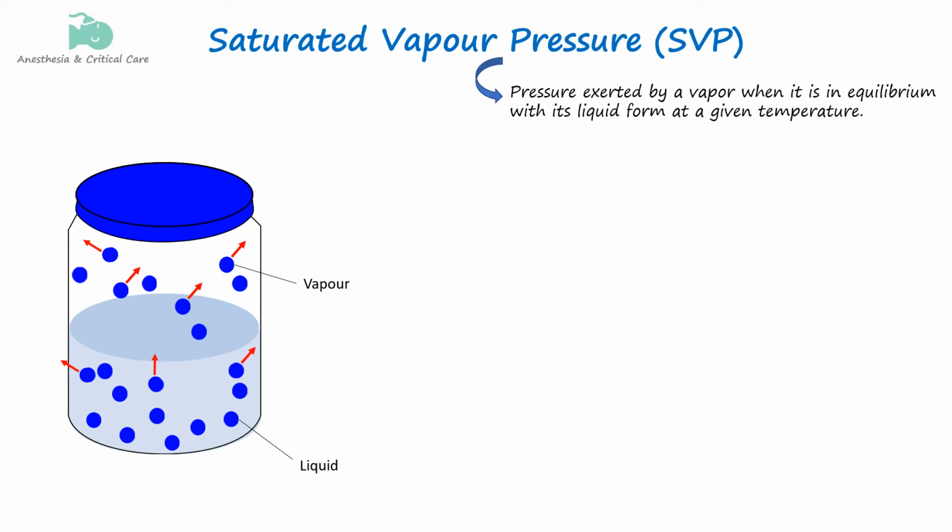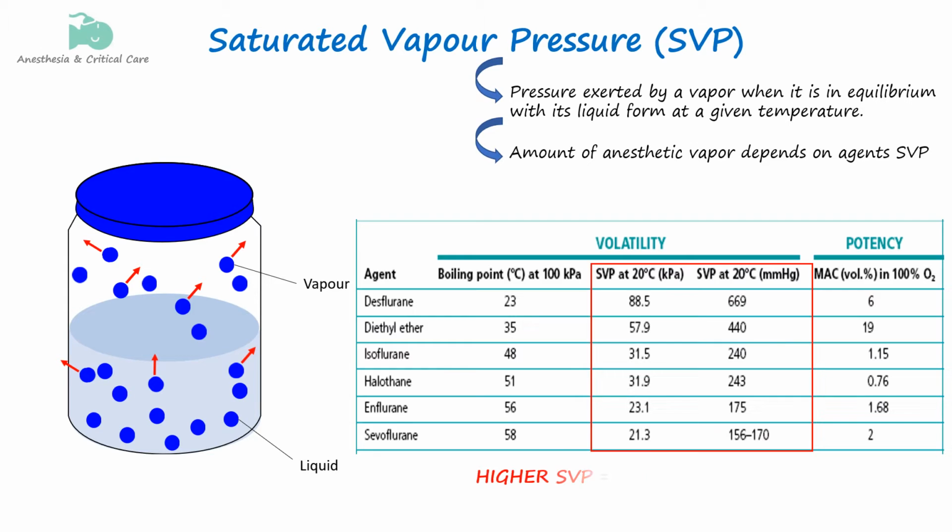SVP is important because it tells us how easily a substance can turn into vapor at a specific temperature. Each anesthetic agent has a unique SVP, so vaporizers need to accurately control the amount of vapor released based on the SVP of the agent at room temperature.